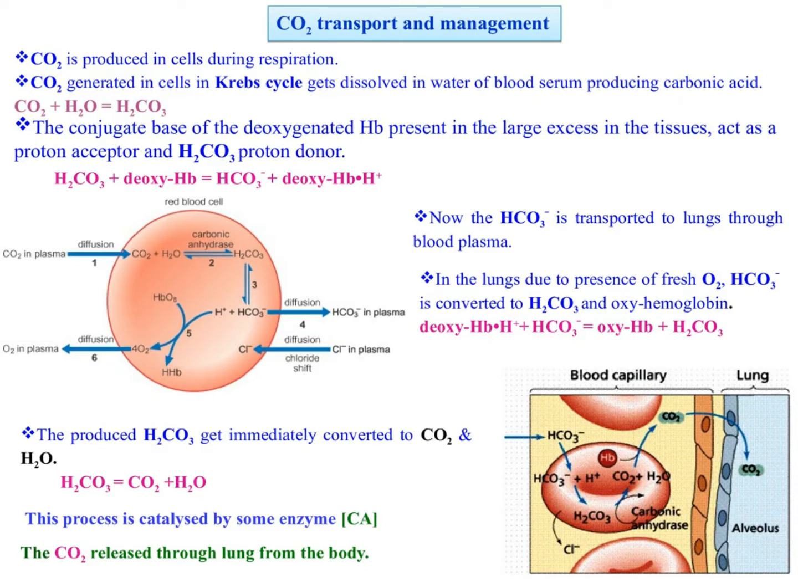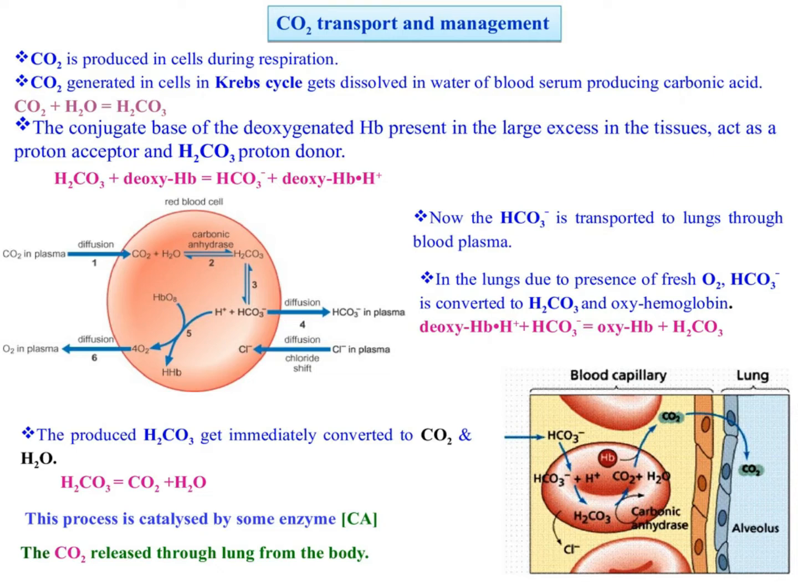Again, in the lung, when that bicarbonate adduct reaches it, it is converted to carbonic acid, and deoxyhemoglobin gets converted to oxyhemoglobin, as the partial pressure of oxygen is very high in the lung, and the following reaction takes place. This carbonic acid is immediately converted to carbon dioxide and water as in the following equation.